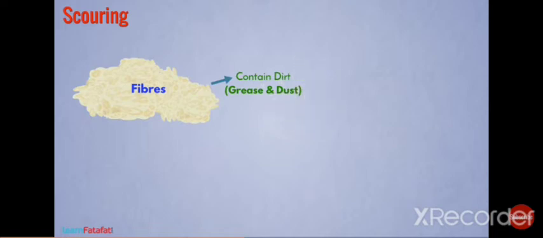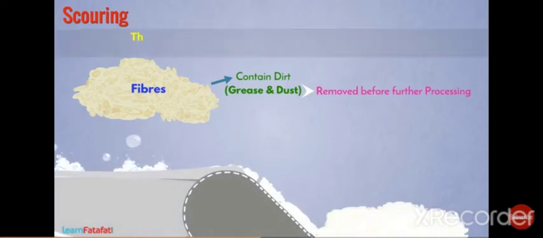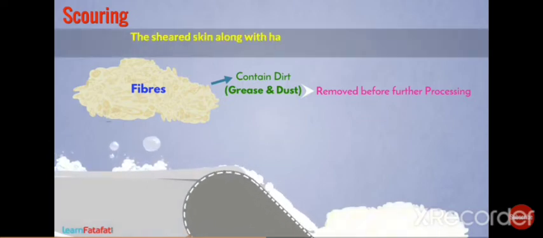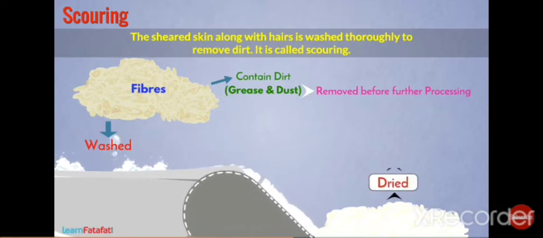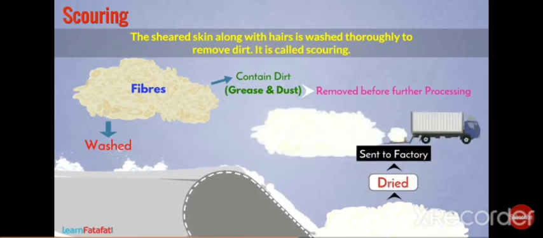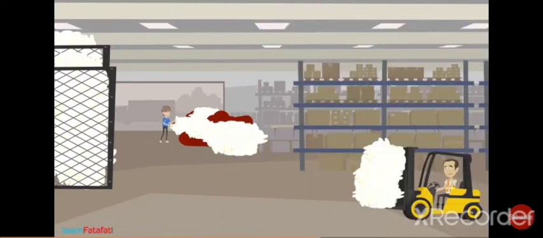The fibers obtained after shearing may contain dirt, which includes grease and dust. It must be removed before further processing or the next step. The process of washing the sheared skin along with the hair to remove dirt is called scouring. After cleaning, the fibers are dried and sent to the factory.